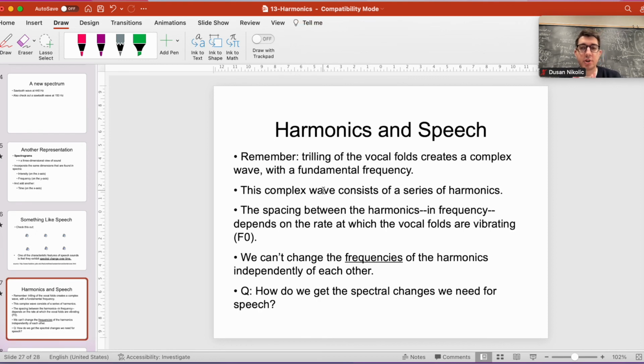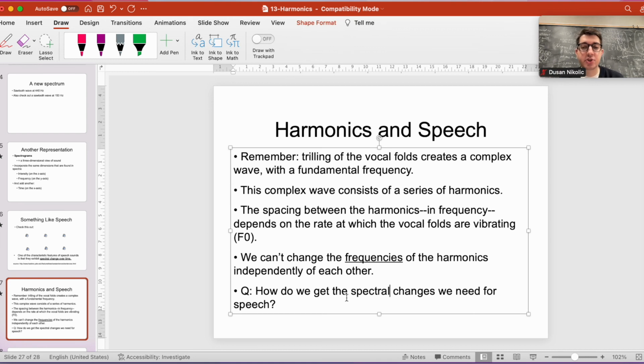As I said, trilling of the vocal folds creates a complex wave with a fundamental frequency. This complex wave consists of a series of harmonics. The spacing between harmonics in frequency depends on the rate at which the vocal folds are vibrating, our fundamental frequency, F0. We can't change the frequencies of the harmonics independently of each other. So if your fundamental frequency is 120, then you will have harmonics of 120, 240, 360, and so on and so forth.